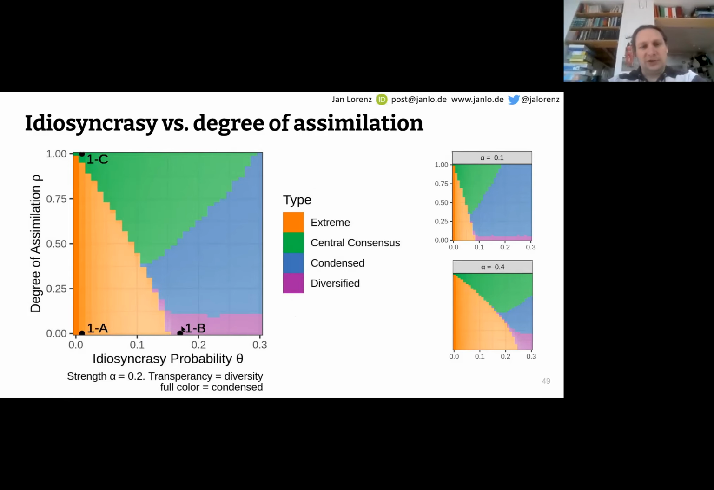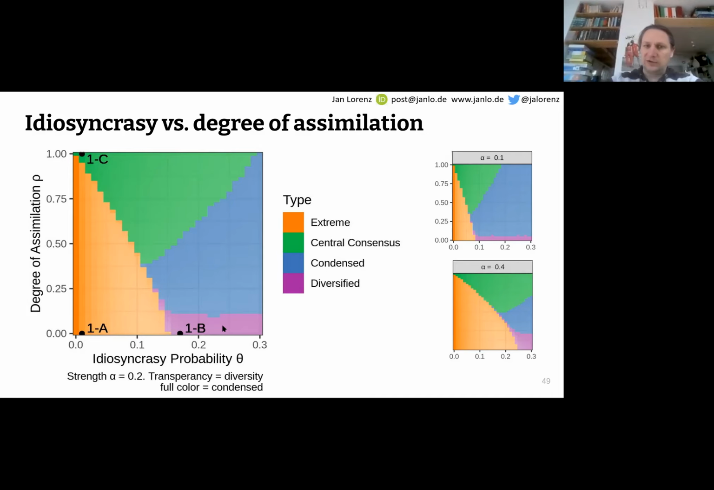And you see, you need less and less idiosyncrasy when the degree of assimilation is increasing. But still there remains this critical bound. While for these other transitions, this is diversified, this is condensed, and this is central consensus. This is more a gradual thing which we classified along some more or less reasonable thresholds. So this is more or less a continuous transition.